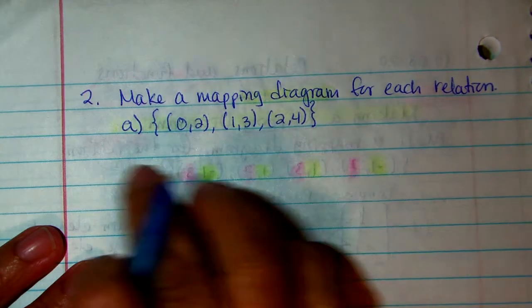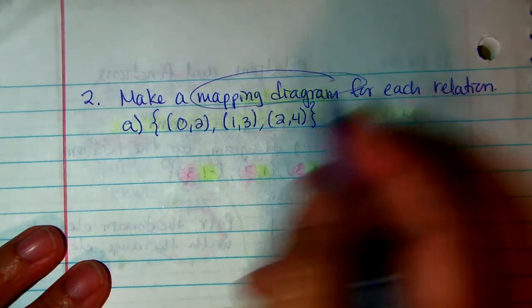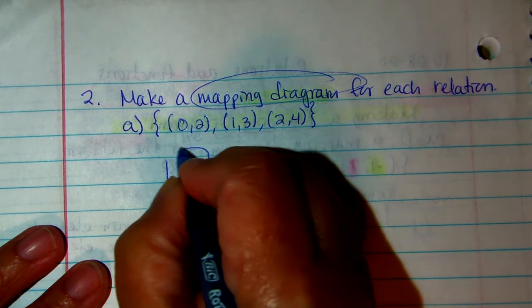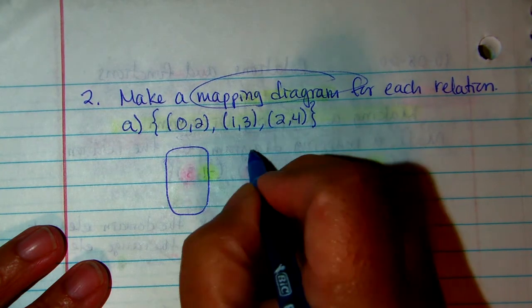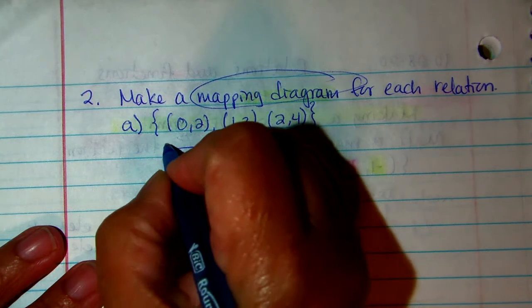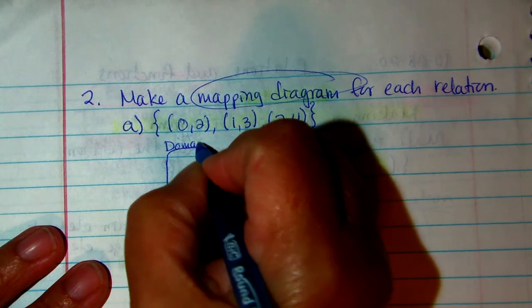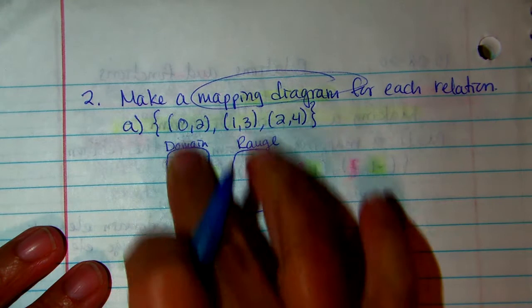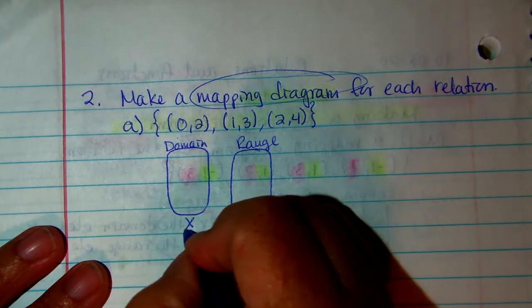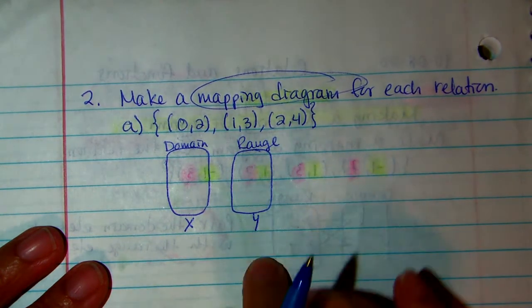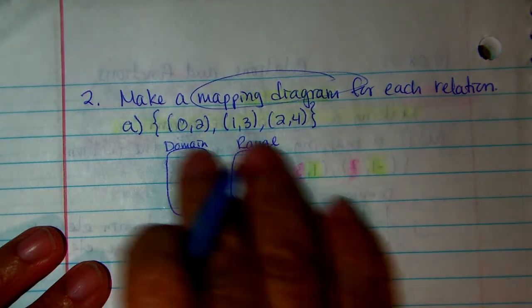So we're going to make the mapping diagram. So remember, if they're asking you to do the mapping diagram, it means that you have to do this. These are only 3 numbers, so I'm making the boxes small. Identify the boxes, domain, range. And just so that you remember every time, these are the boxes for the x's, these are the boxes for the y's.